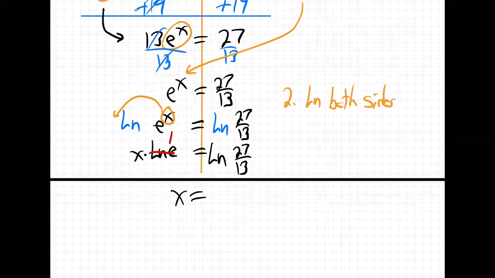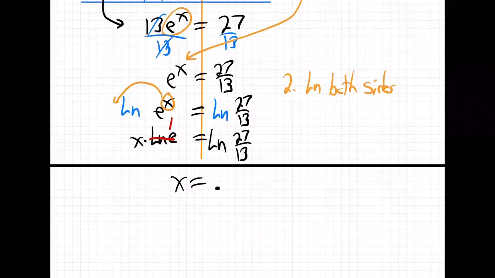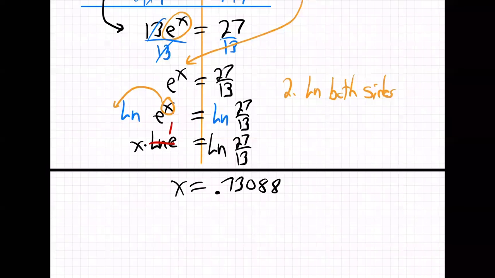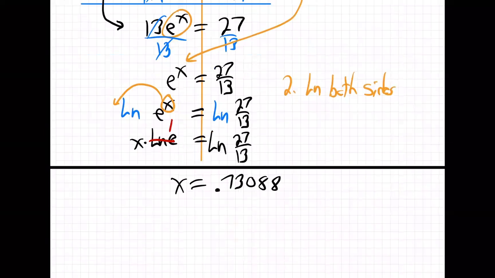As far as the other side, hit the buttons on your calculator. So I'm going to do that right now: ln of 27/13. And I'm getting 0.73088. How far do they want me to go? Oh, 4 decimal places. Okay, so I went to 5. So remember how we do 4 decimal places? You stop right at the 4th decimal place. The digit to the right being 5 or more means we round up. So it would be 0.7309.